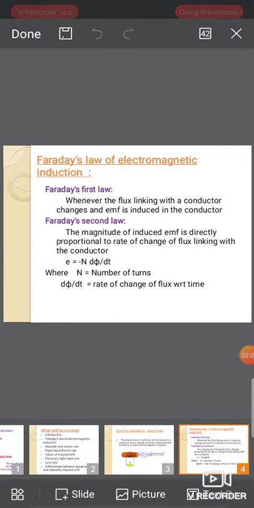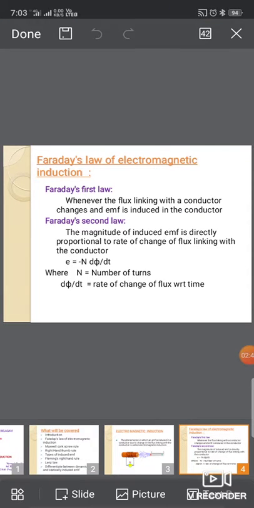Next, Faraday's law of electromagnetic induction. There are two laws. First law: whenever the flux linking with a conductor changes, an EMF is induced in the conductor. Faraday's second law: the magnitude of induced EMF is directly proportional to the rate of change of flux linking with the conductor, that is E equal to minus n d phi by dt, where n equal to number of turns and d phi by dt equal to rate of change of flux with respect to time.